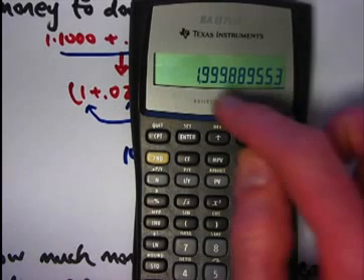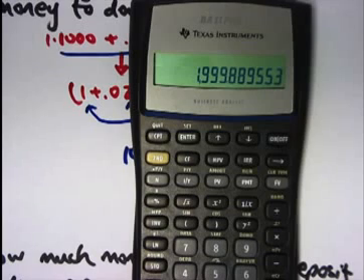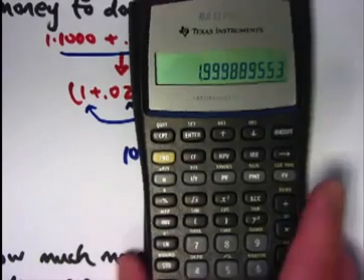$1,999.89. A comma there, it looks like. The 1,000 is irrelevant. I could have started with any amount. Because I'm multiplying by a number real close to 2, it's going to double any amount.